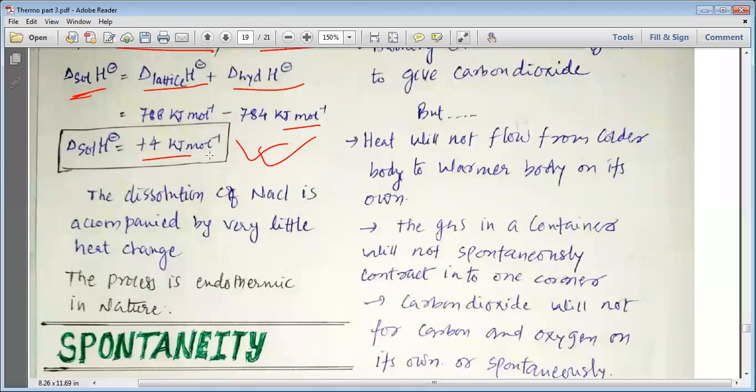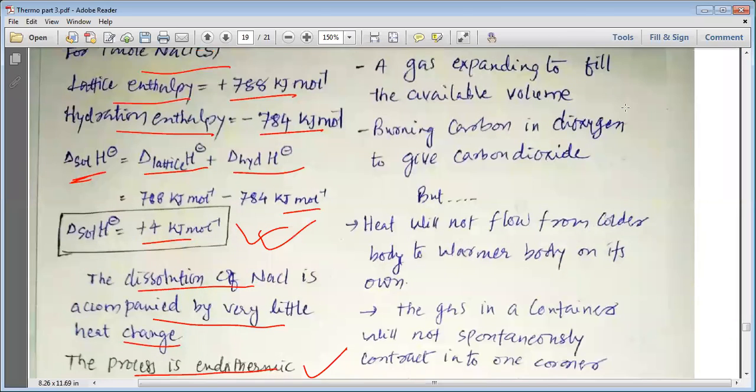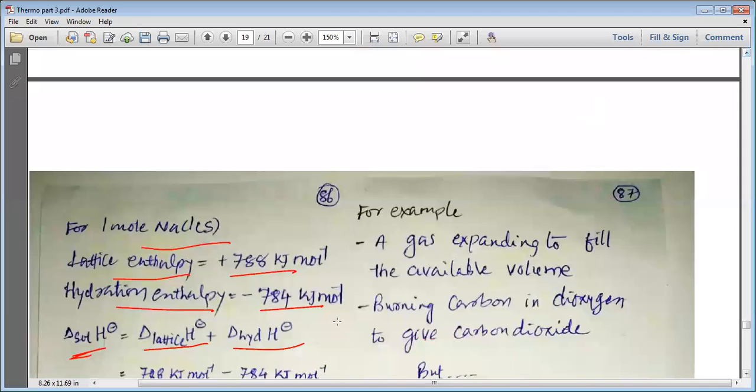It means when NaCl dissolves into water, energy is actually required, which is taken from the surroundings, and that is why dissolution of NaCl causes cooling of the surroundings. So this is how, my dear students, we understand the dissolution of NaCl is accompanied by very little heat change. The process is endothermic in nature. Please remember that energy is required for the dissolution of NaCl rather than being released. So this is how, my dear students, we understand the Born-Haber cycle and the other various processes. Let us revise the discussion that we have done.